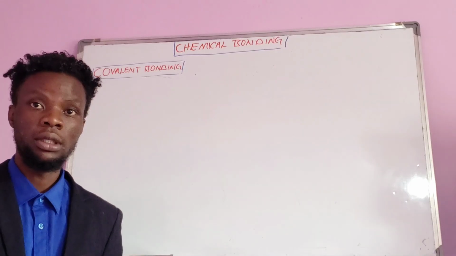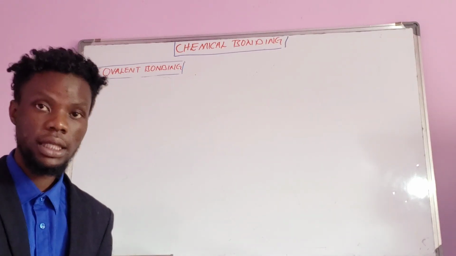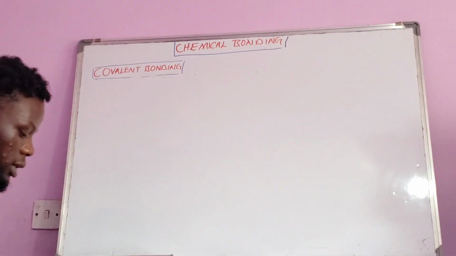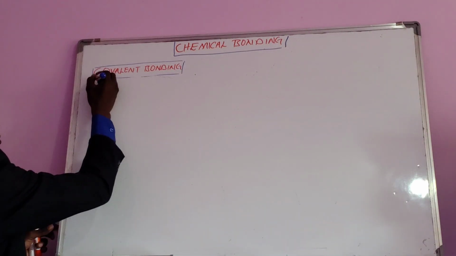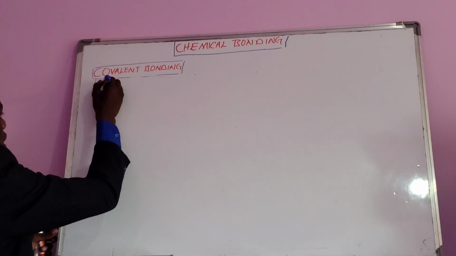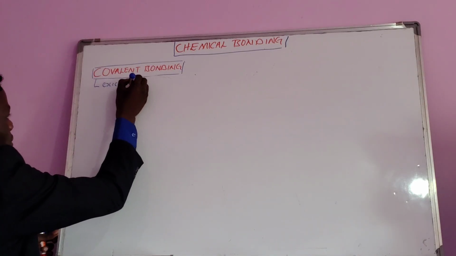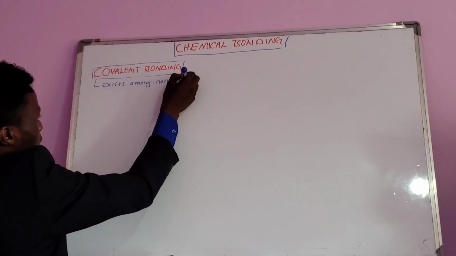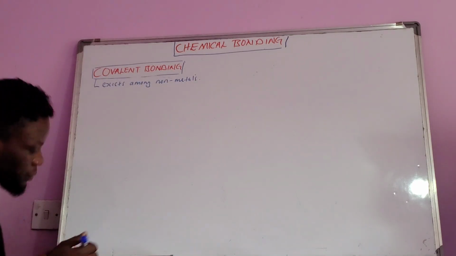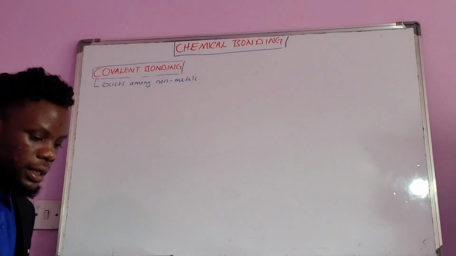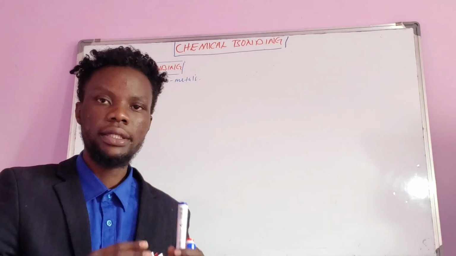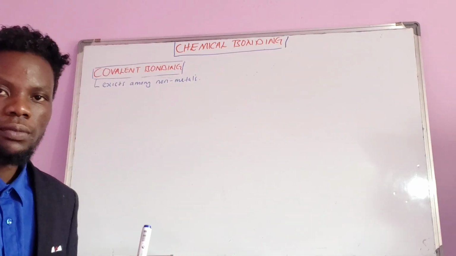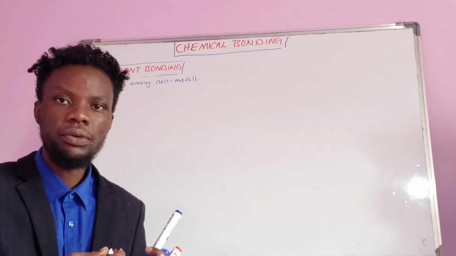What is covalent bonding? Covalent bonding is a type of bonding that exists among nonmetals. So let us write what we are saying: covalent bonding is a type of bonding that exists among non-metals. Meaning that for you to identify covalent bonding, we need to identify the atoms that are combined with one another.